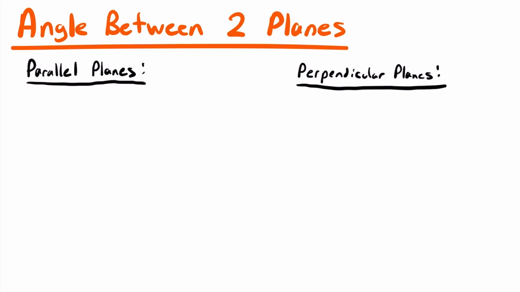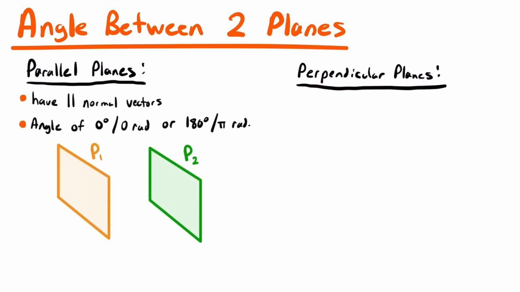All right, and so in order to understand how to find the angle between two planes, we're going to analyze what happens when we have parallel planes and when we have perpendicular planes. All right, and so let's start with parallel planes. When two planes are parallel, they will have parallel normal vectors.